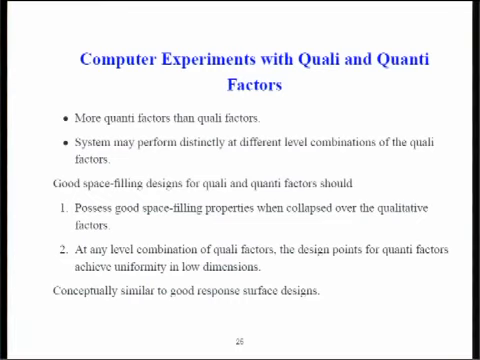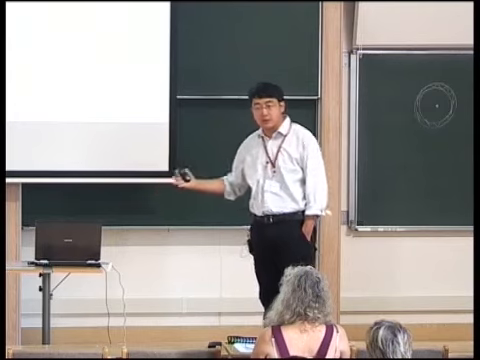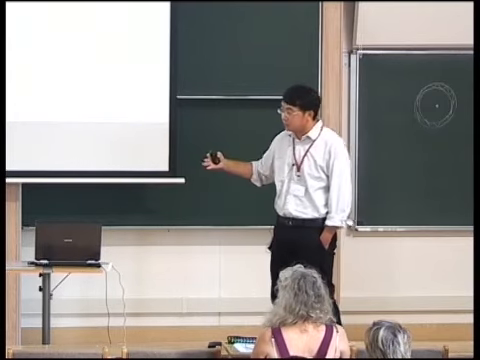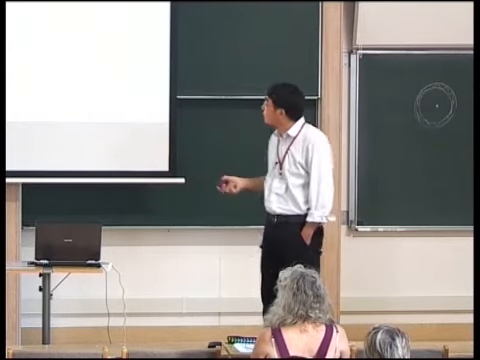So before I propose the specific design, I want to give you some principles. And before I propose the principles, I want to discuss two important observations. This is the first one. In a computer experiment with qualitative and quantitative factors, we often find we have more continuous ones than categorical ones. This makes sense because many continuous ones are involved in the finite element analysis, etc.